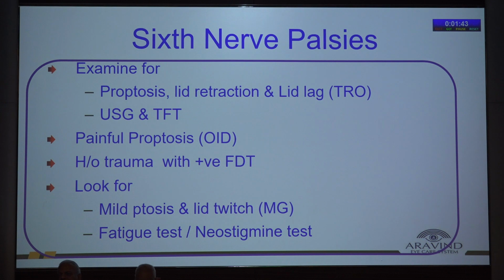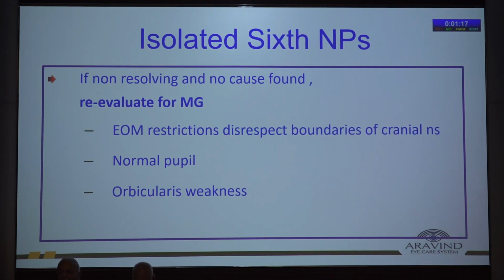If you have pain, it is more suggestive of either an ischemia or an inflammation. If you have a history of trauma, do a positive forced duction test to rule out an entrapment of the medial rectus. Last but not the least, always look for mild ptosis and lid twitch. Also do the fatigue test as well as the neostigmine test to rule out myasthenia gravis. If it is non-resolving and no cause is found, again re-evaluate for myasthenia gravis.